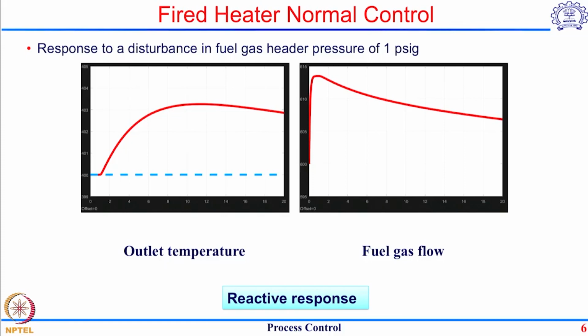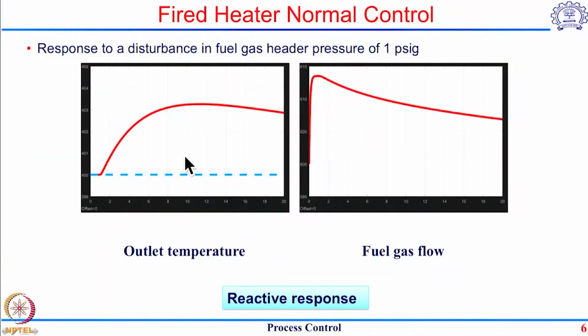Now, let us see how we can improve the operation of this system to reduce this overshoot in temperature. The temperature here has increased by almost 5 degrees, which in some cases might be detrimental. So, let us see how we can improve this operation with the help of a cascade control strategy. So, let me redraw the figure again.